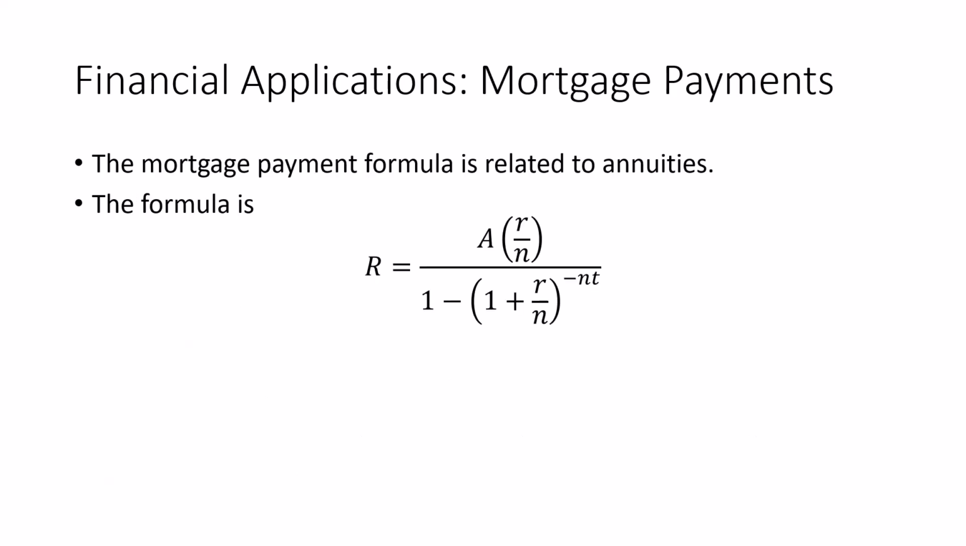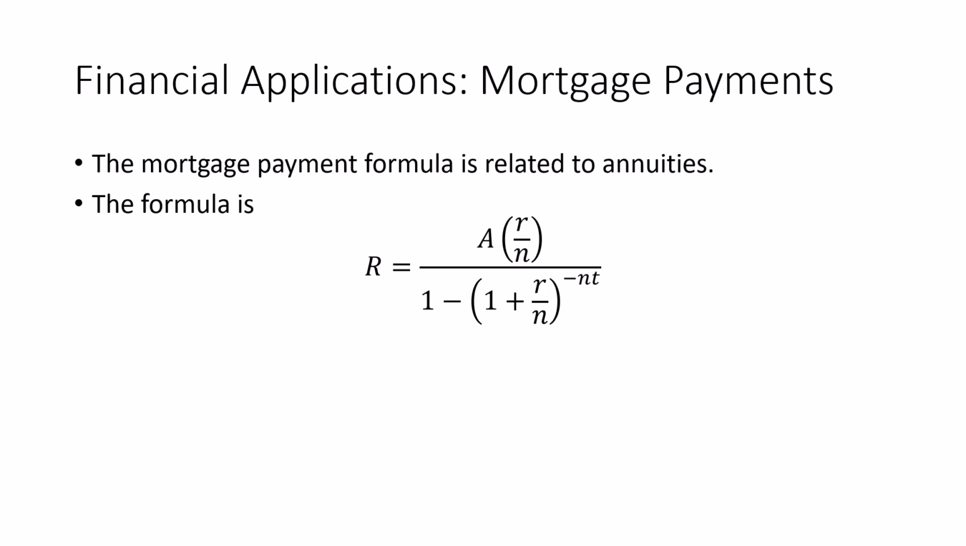Another application that's related to annuities are mortgage payments. Now, mortgages are loans given out by banks in order to acquire real estate. And the formula for figuring out the mortgage payment, now this does not include PMI or escrow or insurance or anything like that. It's just strictly focused on the loan made by the bank for this mortgage.